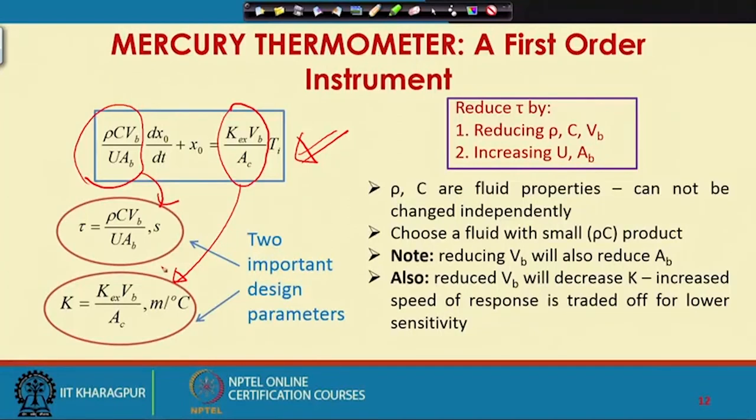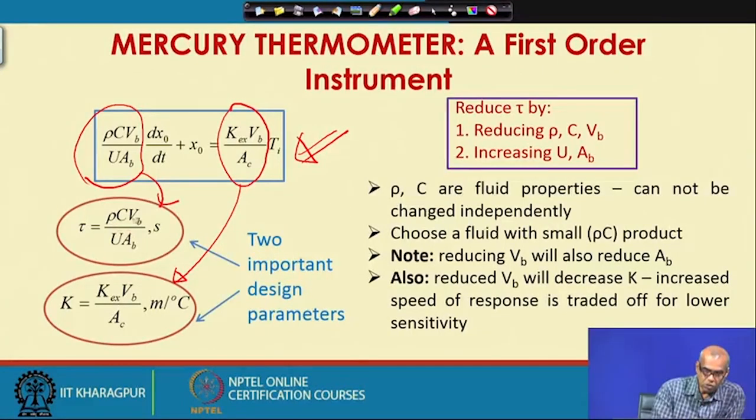Now, I know the combination of the parameters that gives me time constant tau. So, I can appropriately tune those parameters to design a thermometer to have low time constant. Look at how. Time constant is rho C V_B by U A_B. So, we can reduce tau by reducing the terms appearing in the numerator, that is rho, C and V_B. Rho is the density of the mercury, C is the specific heat of the mercury and V_B is the volume of the bulb. We can also increase U and A_B to reduce time constant.